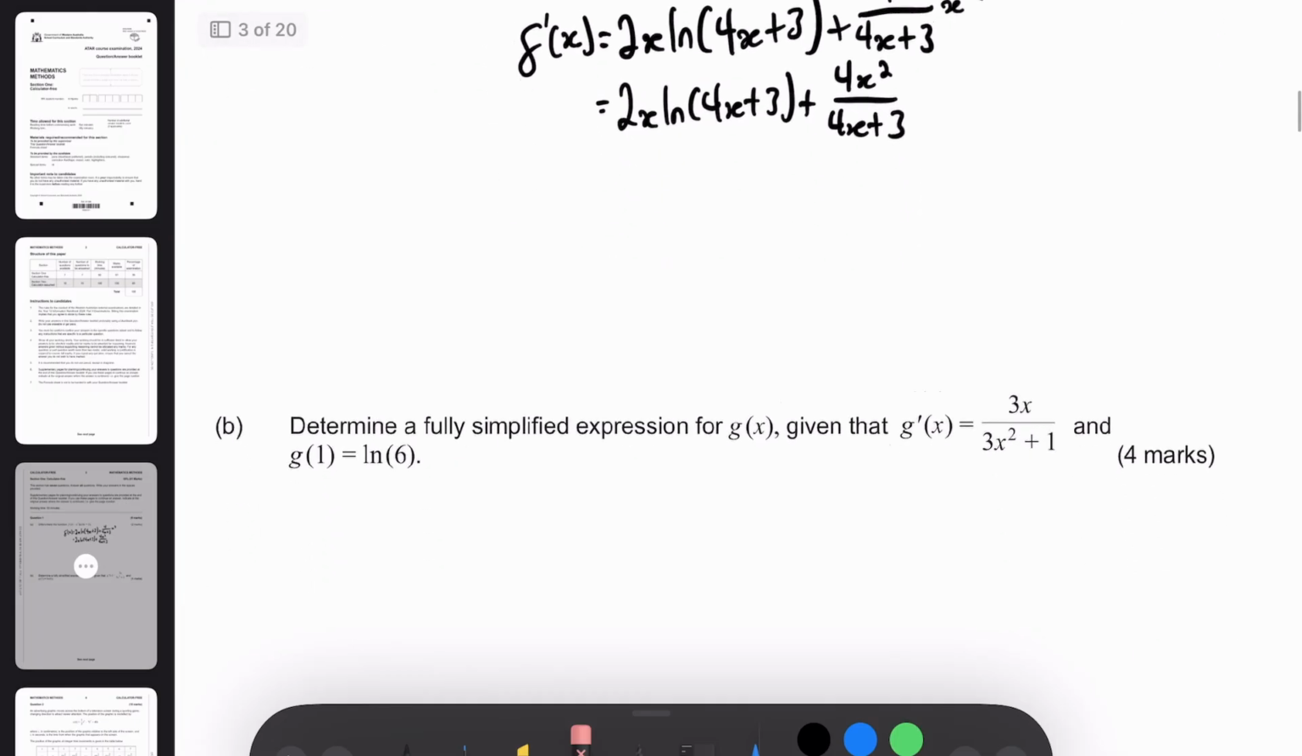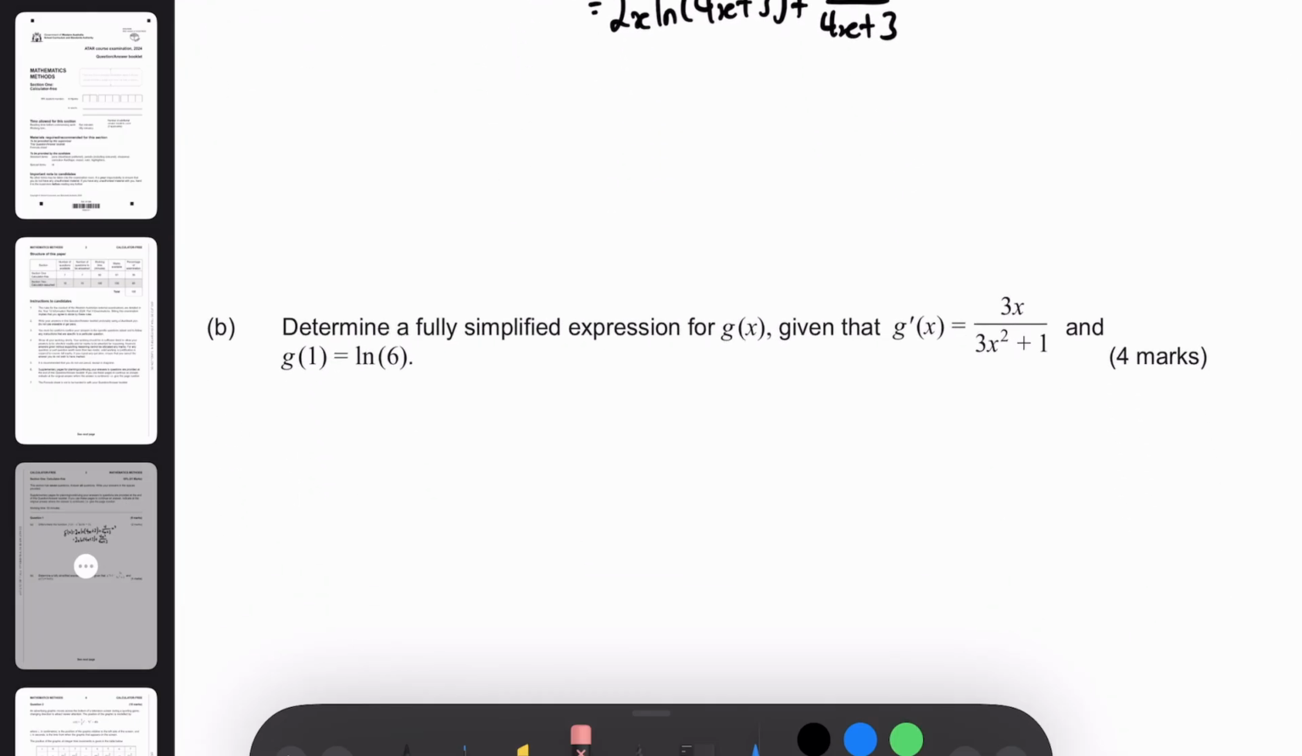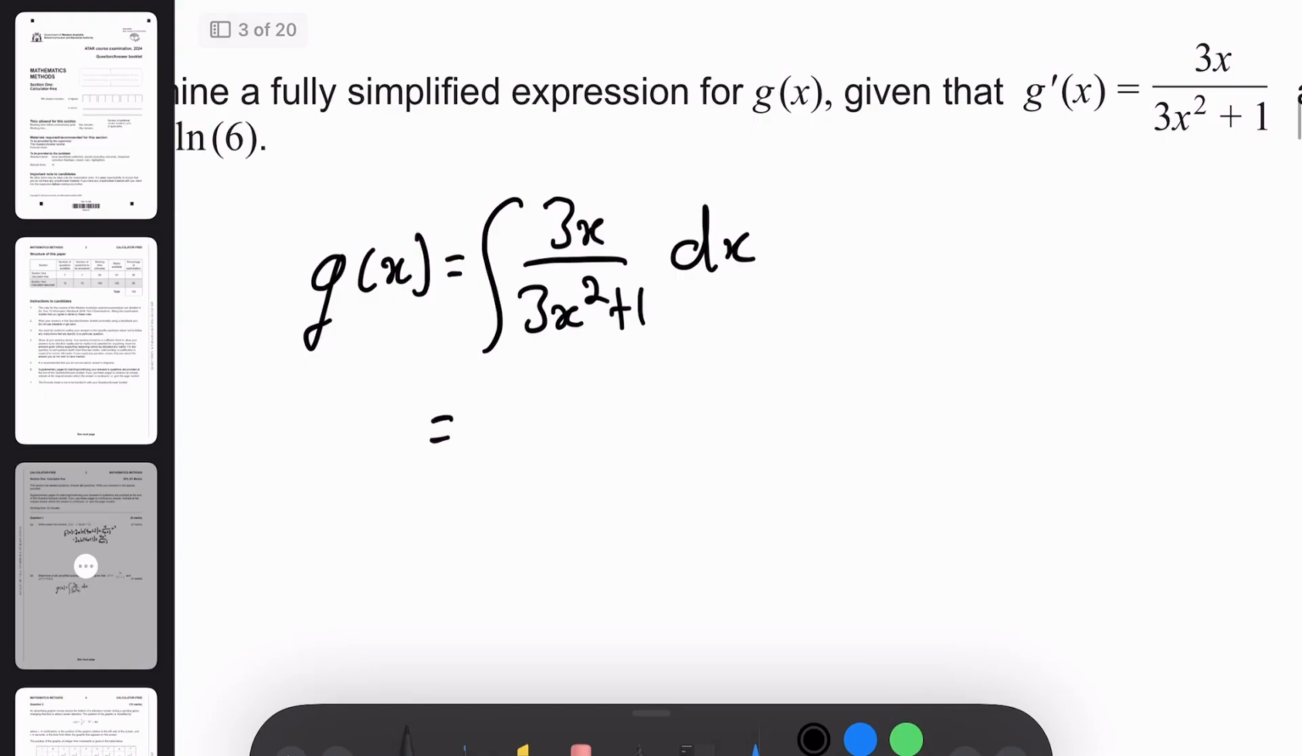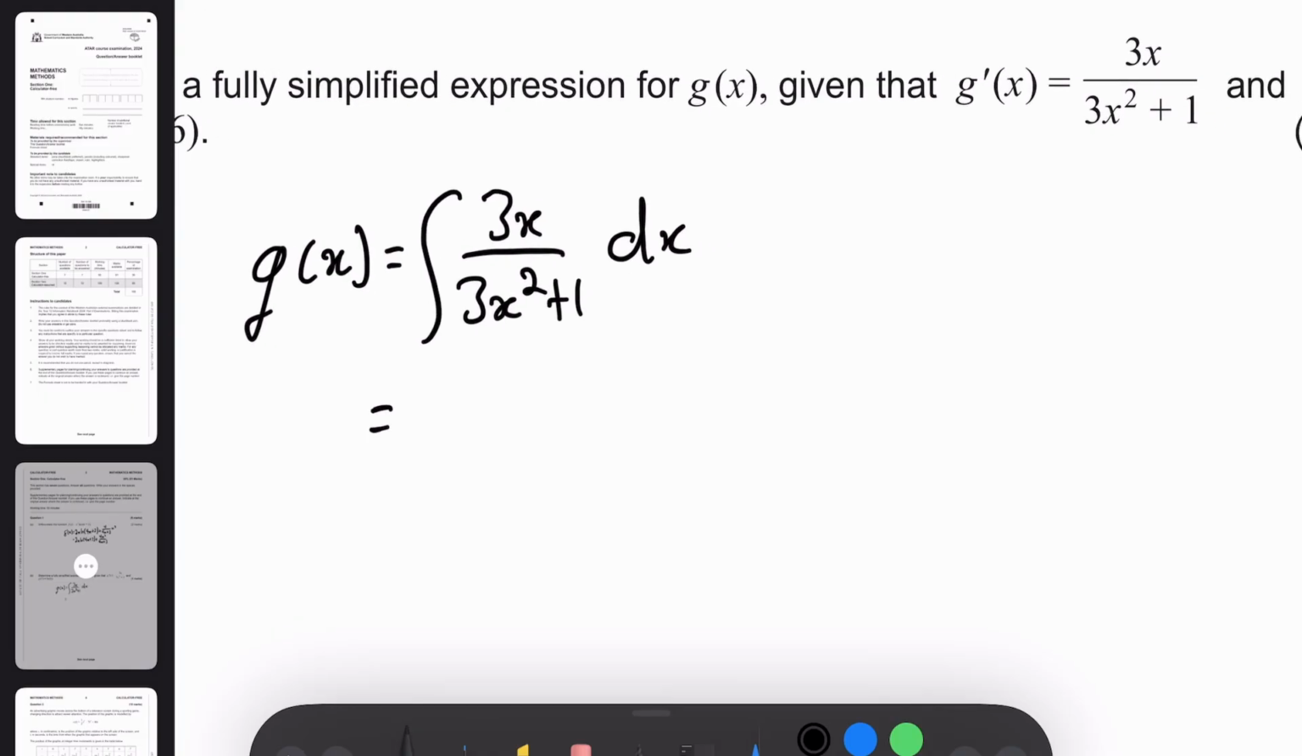Moving on. Determine a fully simplified expression for g of x, given that the derivative of g of x is that, and g of 1 is equal to ln of 6. So obviously, to get from the derivative to the initial function, we're going to have to do some integration. So we can say g of x is equal to the integral of 3x on 3x squared plus 1, and it's going to be dx. So straight away you should be able to see that this is going to integrate into an ln function.